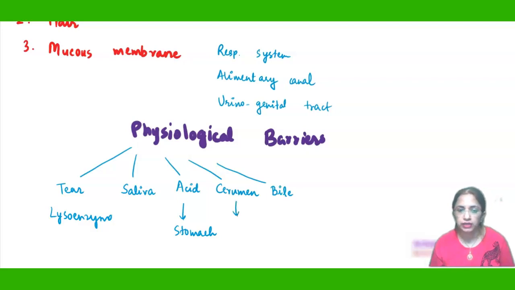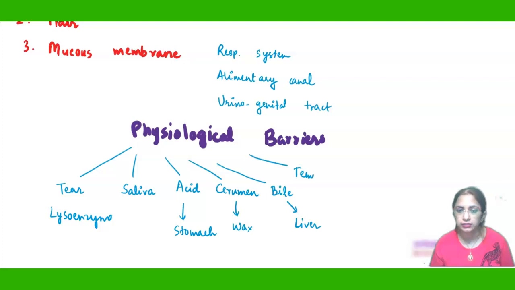This cerumen is the wax which is sticky in nature, and it has the ability to attract microbes because it is sticky, so that they should not invade inside the auditory canal. Bile is again the product of the liver, and it helps in killing the bacteria and it prevents the decomposition of food in your body.